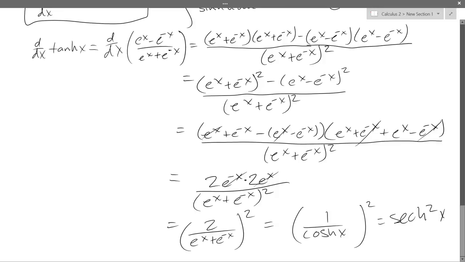All right. So you could have FOIL'd, and it should have simplified down to 4. Either way, I then saw 2 times 2, 2 squared, and then squared on the bottom. So that's just 2 divided by the bottom, whole thing squared, which is the reciprocal of cosh, which is sech. And it's all been squared right there. All right, so that was some fun algebra.